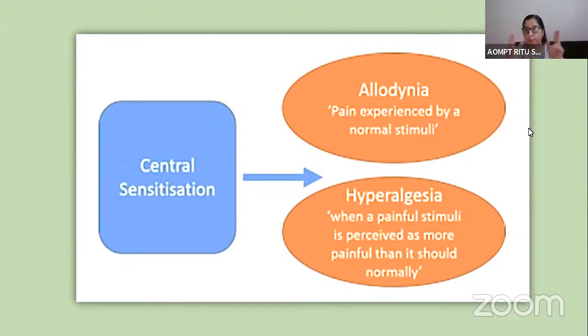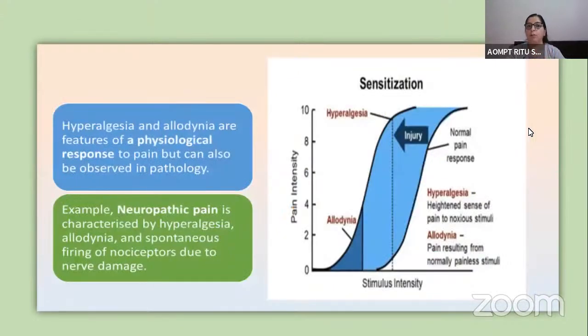So this is completely based on central sensitization, and both the terms match the patient's symptoms, allodynia and hyperalgesia. In this also, hyperalgesia and allodynia are features of the physiological response to pain, but can also be observed in pathology. For example, neuropathic pain is characterized by hyperalgesia, allodynia, and spontaneous firing of the nociceptors due to nerve damage.